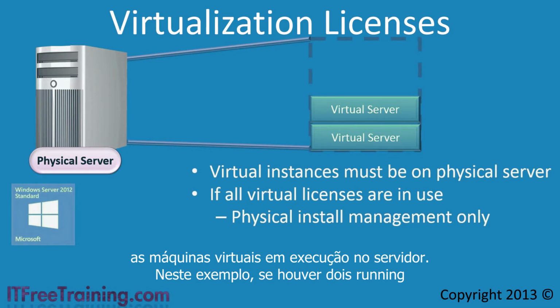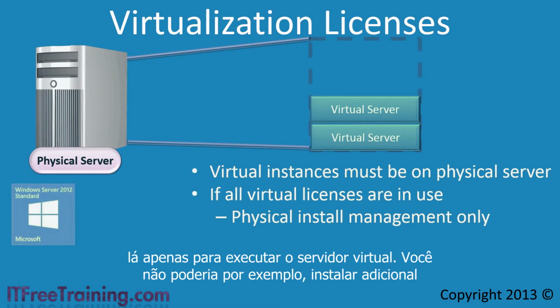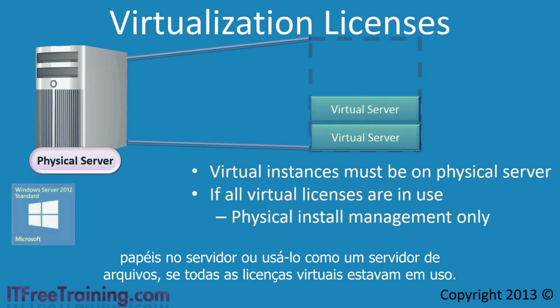In this example, if there are 2 running instances of Windows Server 2012 running, the physical server is only there to run the virtual servers. You could not, for example, install additional roles on the server or use it as a file server if all the virtual licenses were in use.